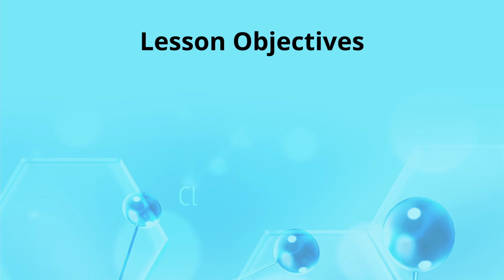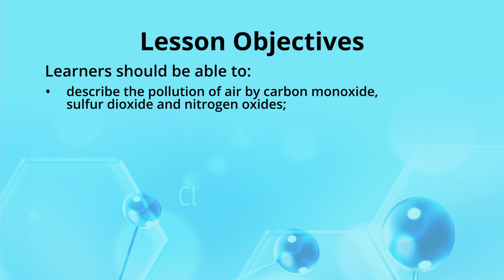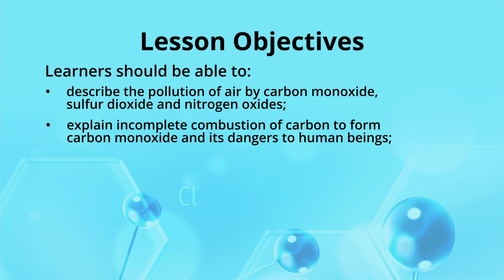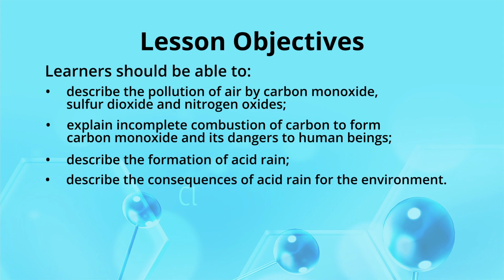By the end of today's lesson, you should be able to describe the pollution of air by carbon monoxide, sulfur dioxide, and nitrogen oxides. Explain incomplete combustion of carbon to form carbon monoxide and its dangers to human beings. Describe the formation of acid rain. Describe the consequences of acid rain for the environment. Now that you have seen the lesson objectives, let's start with the lesson.